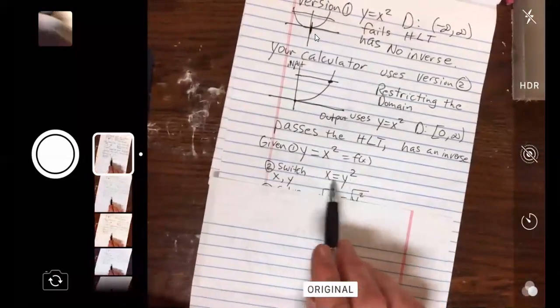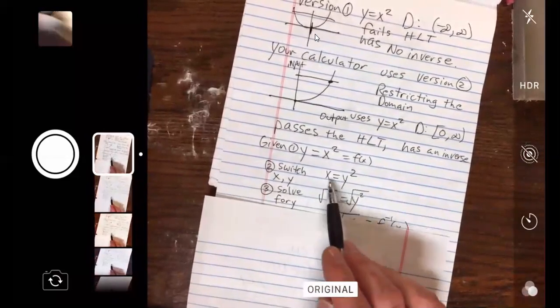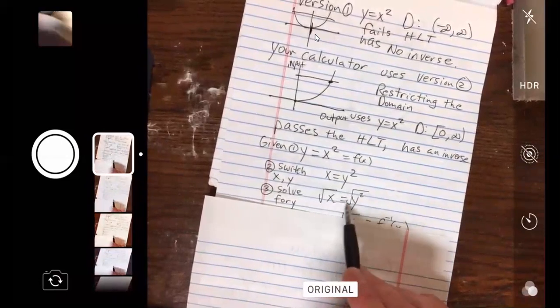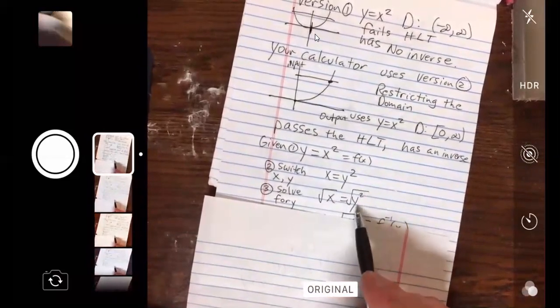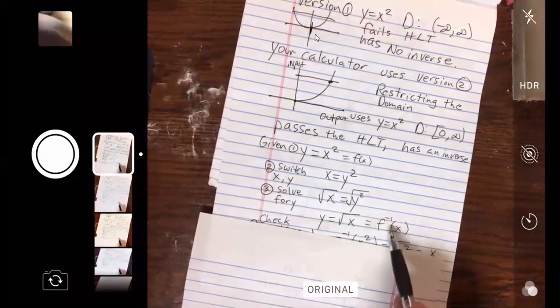Okay. So yeah, step 1, y is x squared. Step 2, switch the x and y. Step 3, solve for y, which just means I need a square root on both sides. Square root of y squared is y. I switched it, so y is the square root of x, and that's your f inverse.